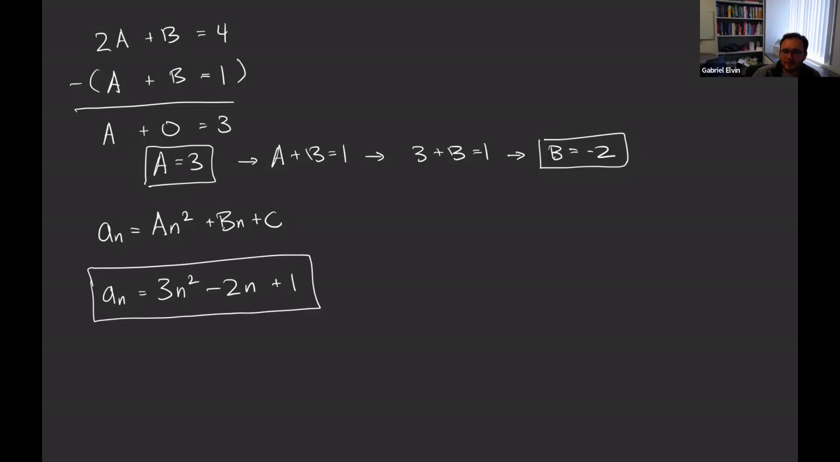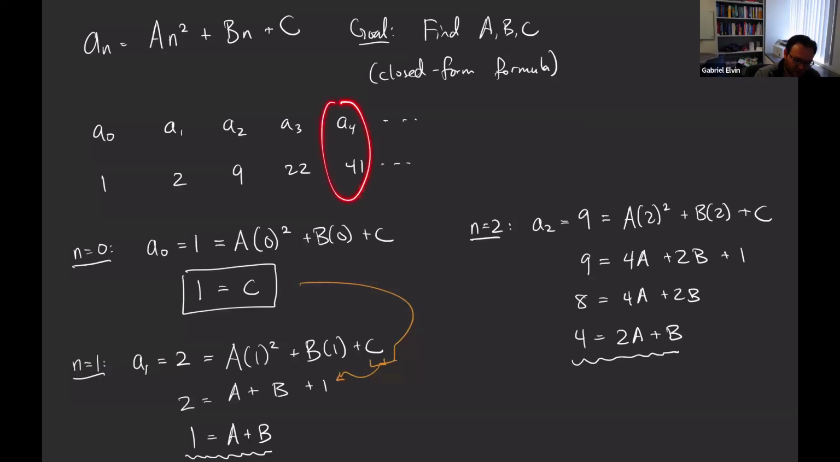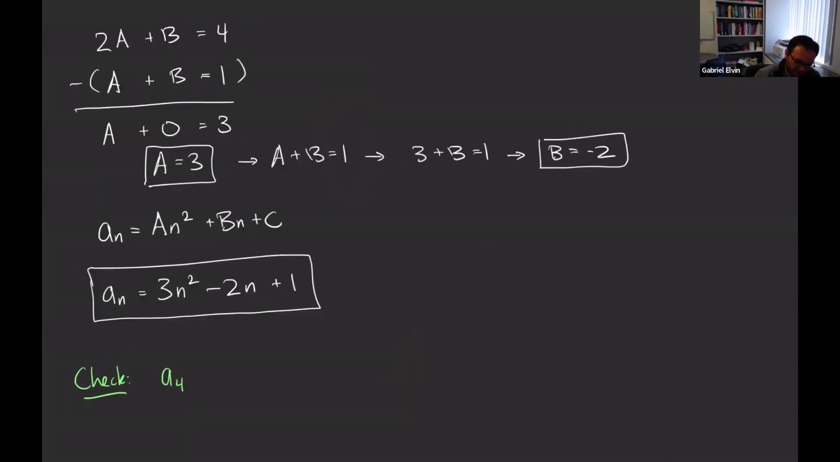Let's just check our result, to get some evidence that it's good. What is a term that we know in the sequence? Well, we know A4. A4 is 41. So let's plug this in and make sure we get 41. So 3 times 4 squared minus 2 times 4 plus 1. So that's 3 times 16 minus 8 plus 1. 3 times 16 is 48 minus 8 plus 1. That's 40 plus 1. That is 41.